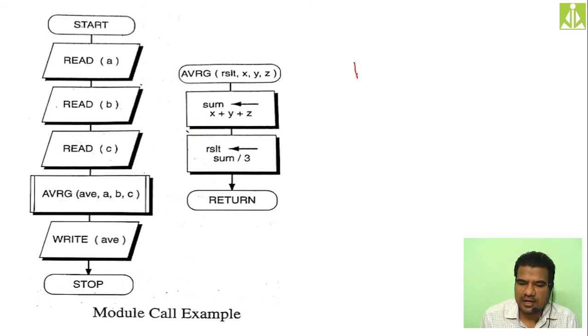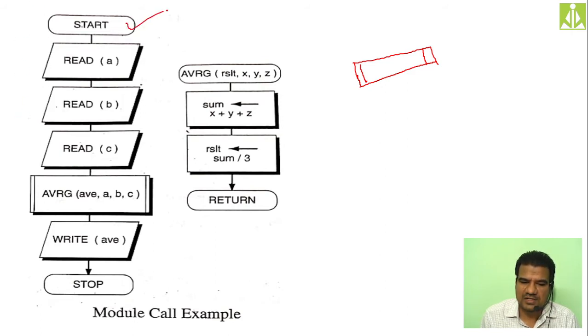So like this, a rectangle, and at the end we will put two vertical bars like this, one vertical bar this side and one vertical bar this side. So this is your module call statement. Whenever you have a module call statement inside your actual flowchart, so this is my flowchart.